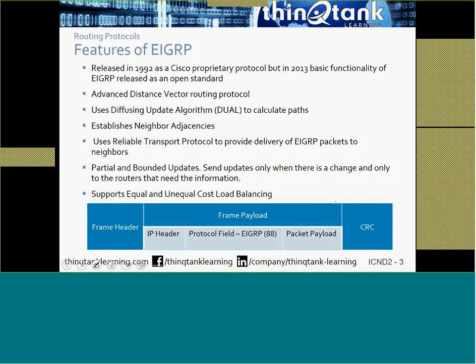All right? EIGRP does partial bounded updates, meaning that it only sends routing information when necessary, which is when something changes, and it only sends out those changes. It doesn't send out everything. It only sends out the things that changed. Now this is interesting, and we're going to see this towards the end of the chapter. EIGRP actually supports equal and unequal cost load balancing. This is on the test as well. All right? Equal cost load balancing means what? Any ideas?